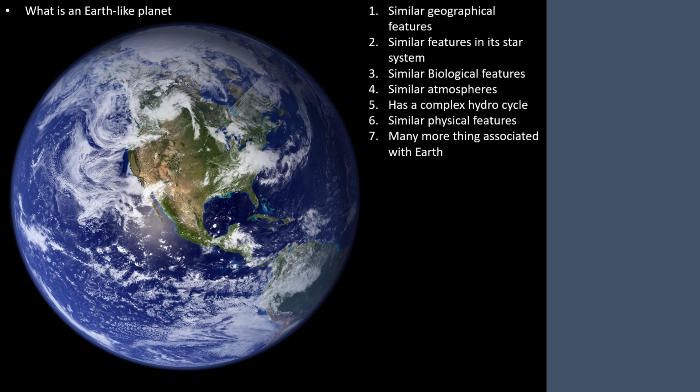There are many things that can make a planet Earth-like: similar geographical features, similar features in a star system, similar biological features, similar atmospheres, a complex hydrocycle, similar physical features, and many more things associated with the Earth.